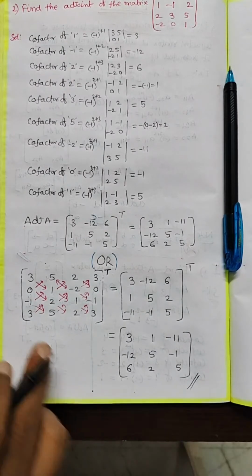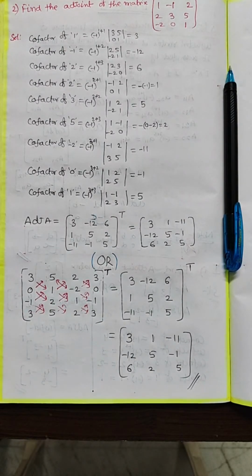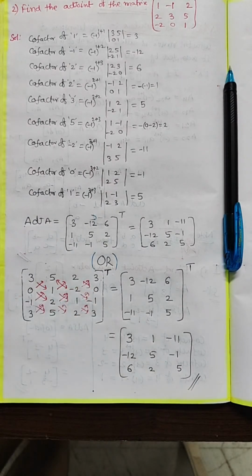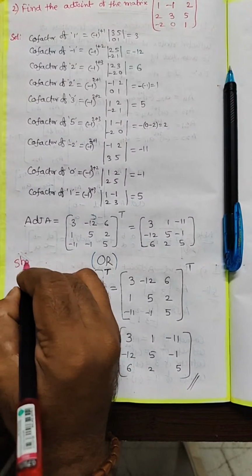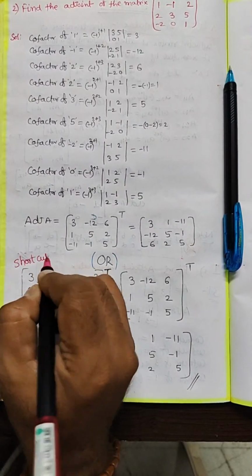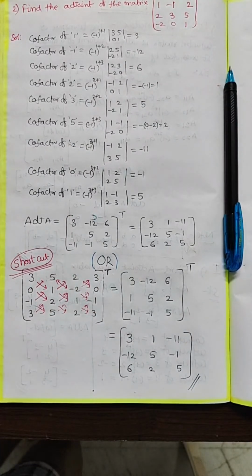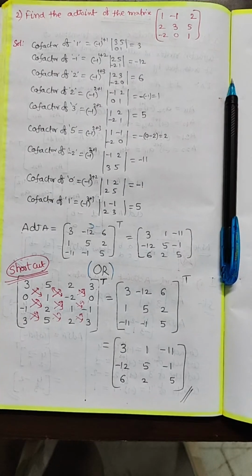I hope you understand. This is the alternate method which we discussed, this is a shortcut formula. You can apply it as a shortcut if you want for the adjoint. Okay, dear students, I hope you understand. We'll move on to another question.